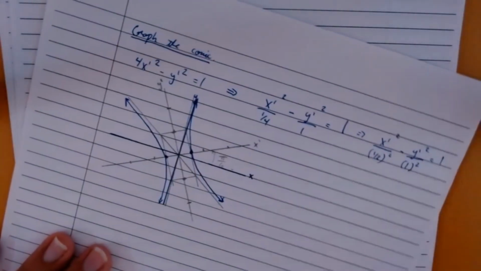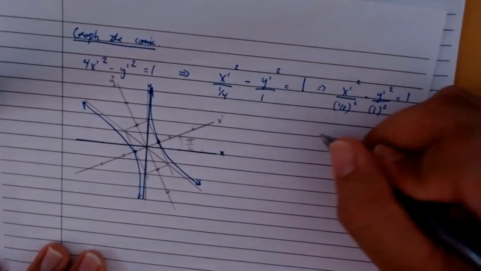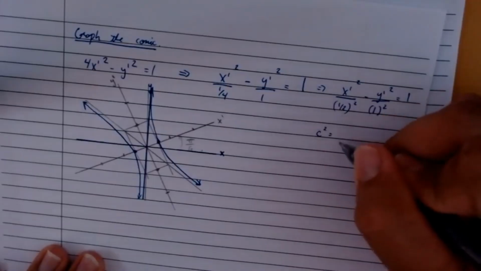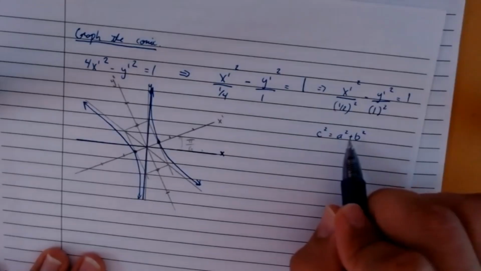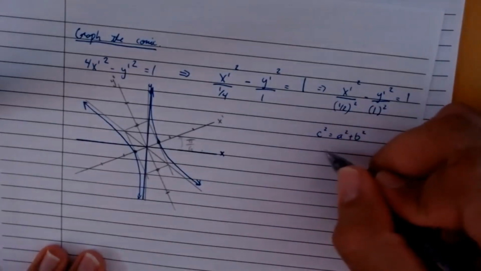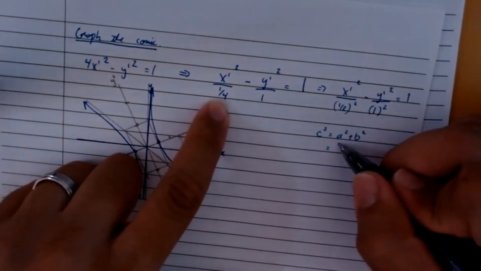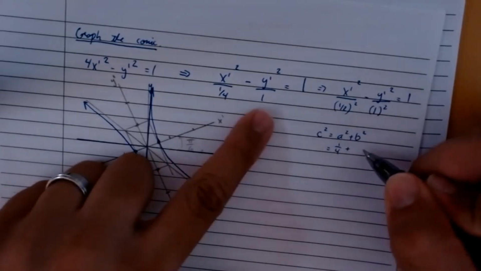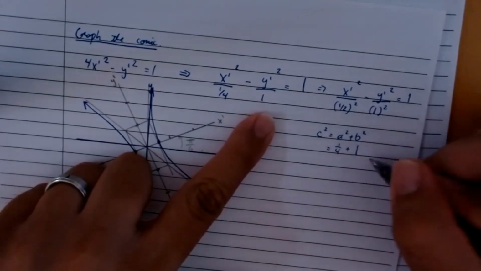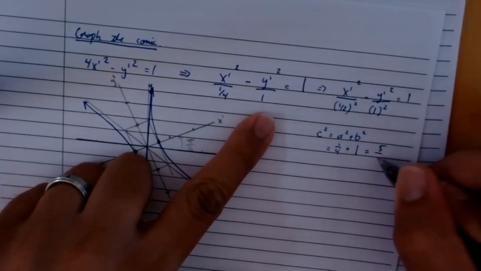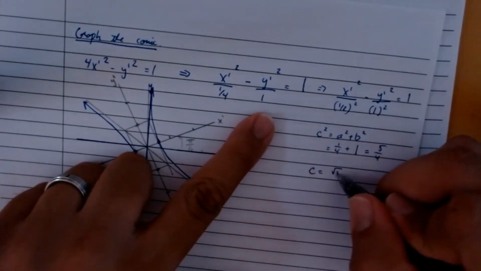And finally, we can find our foci, because after all, c squared is equal to a squared plus b squared for a hyperbola, minus for an ellipse. And so here that means that c squared is equal to, well, our a squared was a quarter, and our b squared was 1. So that's going to be 1 plus a quarter, that's 5 quarters. And if I take the square root of both sides, that gives me c is equal to root 5 over 2.